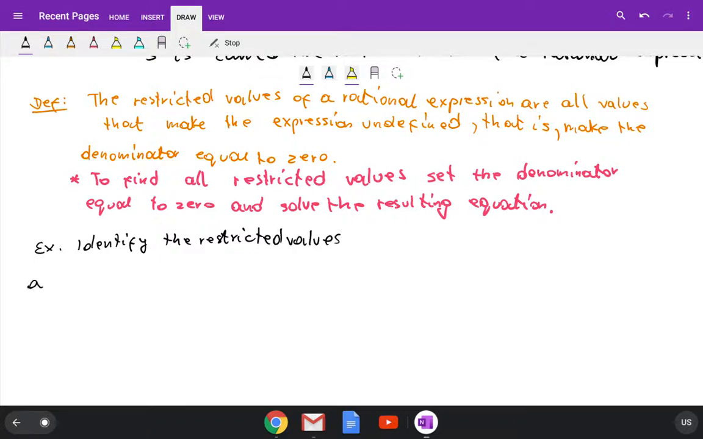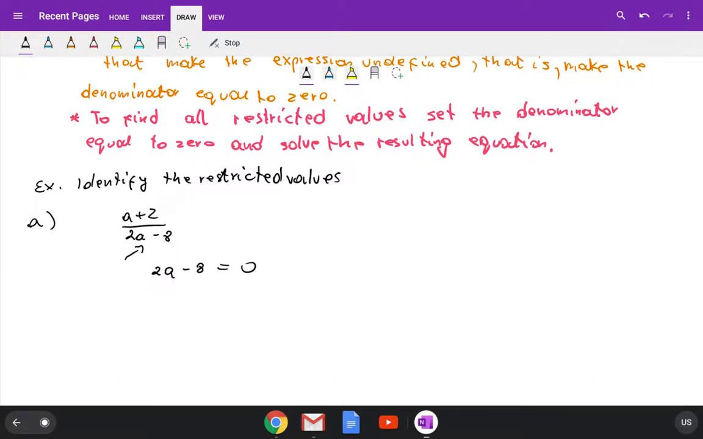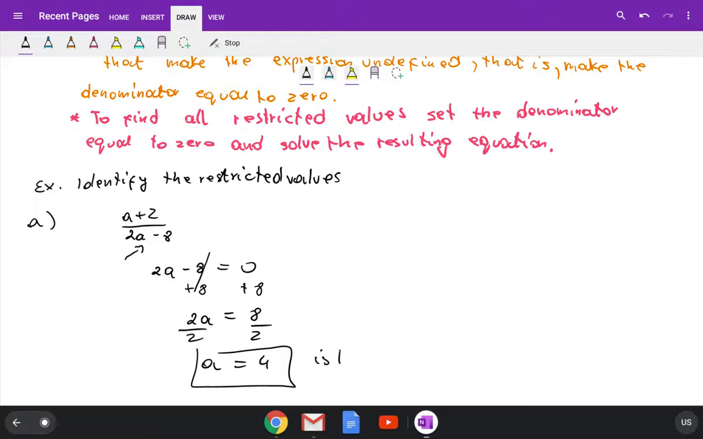Okay, so we're going to do a couple examples. You have a plus 2 over 2a minus 8, and you have to find the restricted value. So what you're going to do, you're going to take your denominator, which is 2a minus 8, and make that equal 0. And now you're going to just solve for a. So we're adding 8 to both sides, and you're getting 2a equals 8, divided by 2. We're getting a equals 4. So a equals 4 is the restricted value.